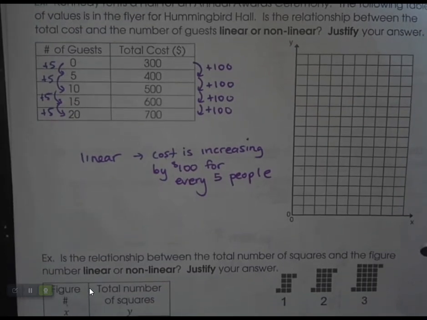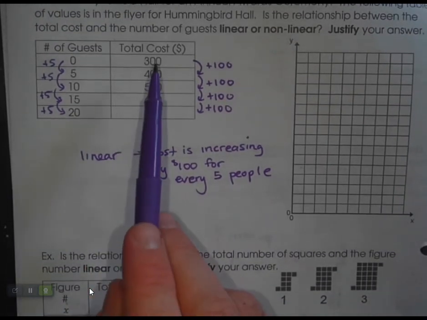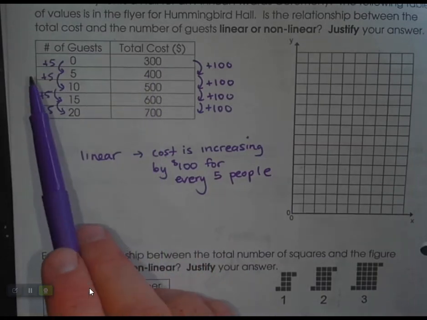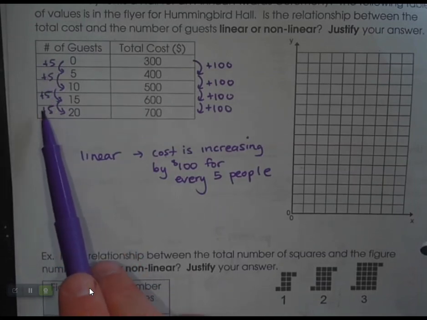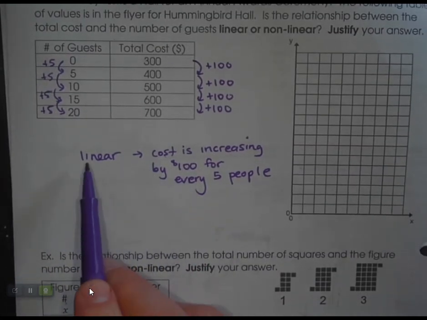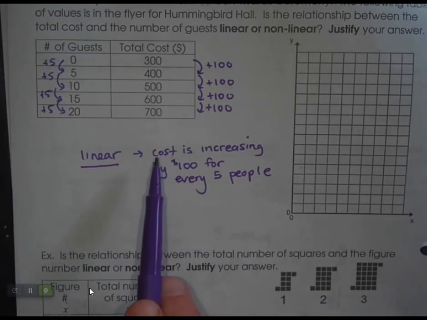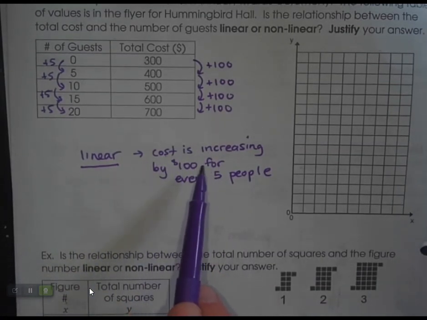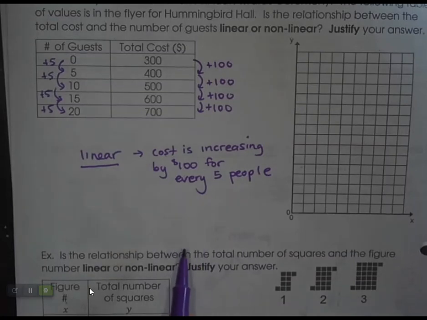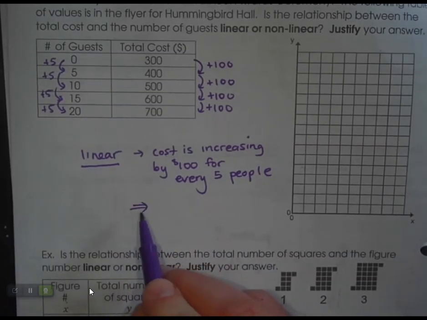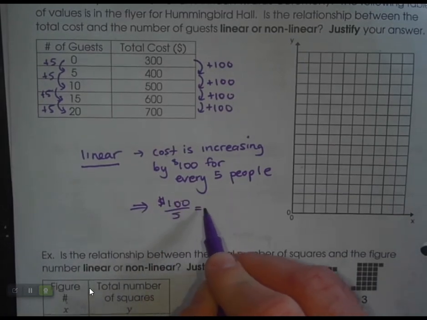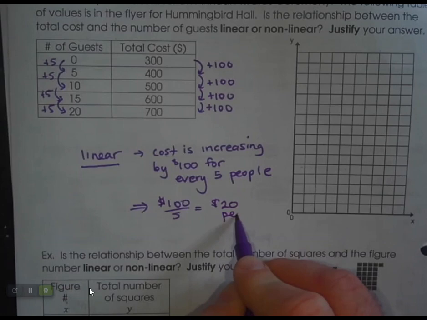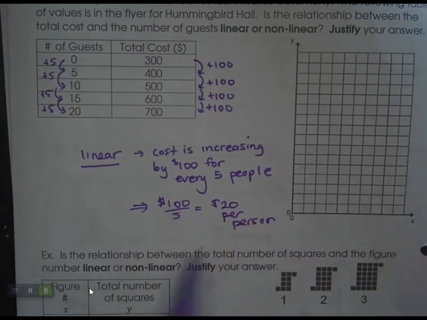So hopefully you looked at that and said to yourself, I see that these numbers are increasing by 100, and I see that the guests are increasing by a constant amount. So we can say here that this is going to be a linear relationship because the cost is increasing by $100 for every 5 people. And if you want to really think about it, it's going to cost $20 per person. All right, that is a constant rate.